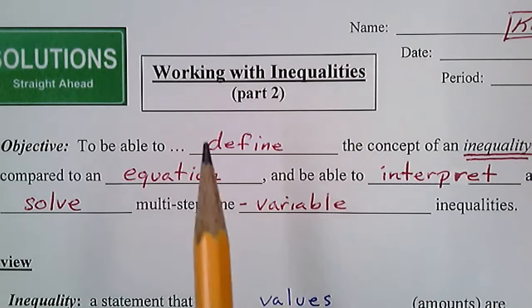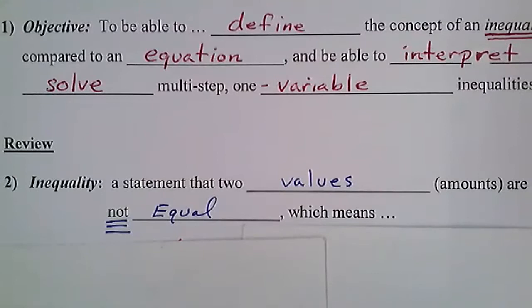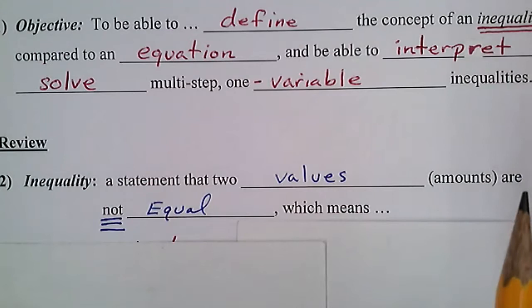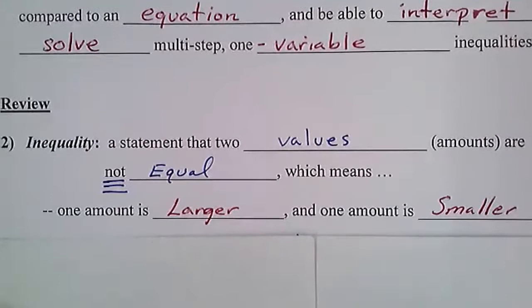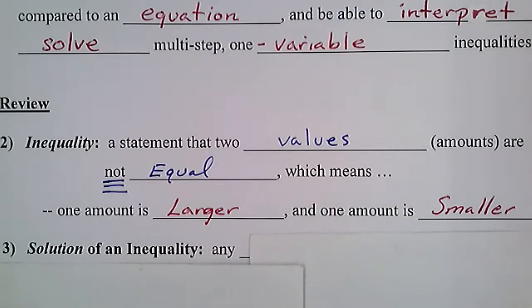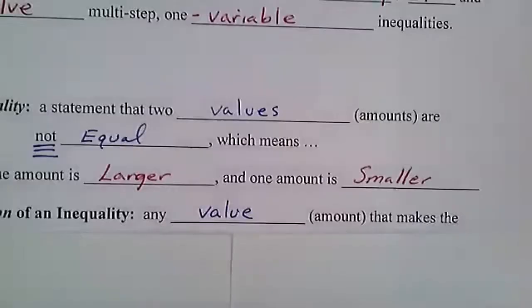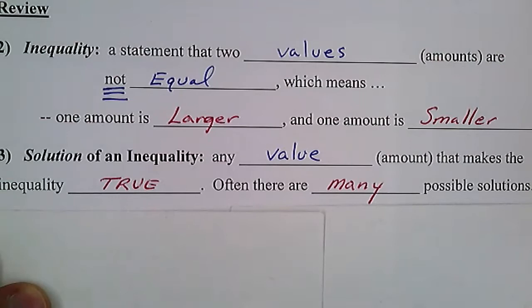So it's our objective for this lesson. All right, let's do a little review here. Last lesson, we talked about what an inequality is and what it's not. An inequality is a math statement of two values or quantities or amounts that are not equal. What that means is that one amount is larger and one amount is smaller. When we talk about solutions of an inequality, a solution is any value that makes the inequality true. Remember, in inequalities, often we can have many solutions, many possible answers.